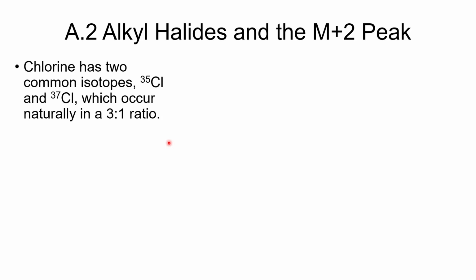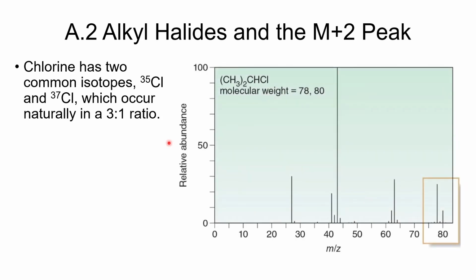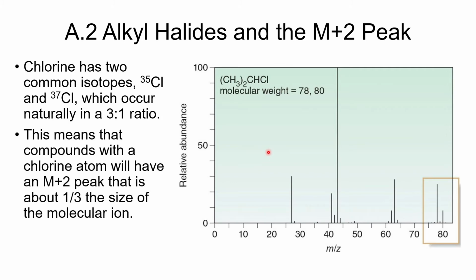That means that when you observe the molecular ion, you will observe a peak that's the molecular ion, and you'll see one that is +2 bigger, and it's about a 3 to 1 ratio. And that is a giveaway that you probably have a chlorine. So compounds with a chlorine atom have an M+2 peak that is about 1/3 the size of the molecular ion peak. And you'll see this in all of those compounds.